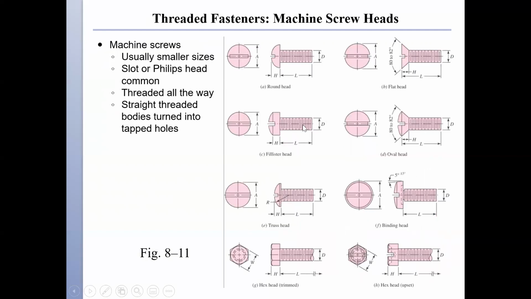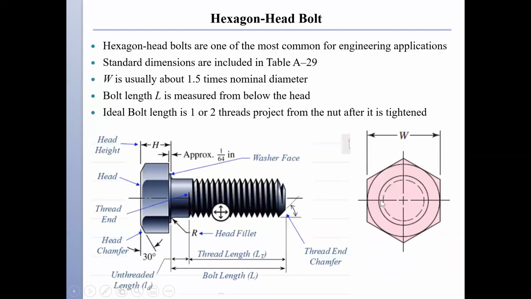These are threaded all the way. I like this picture because it shows some of the important dimensions as well as the definition for a hexagon head bolt, which is one of the most common for engineering application. So we see W is typically 1.5 times the nominal diameter. The bolt length L is measured from below the head to the end of the threads.